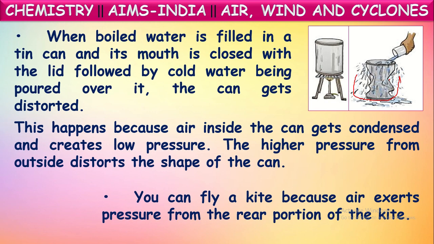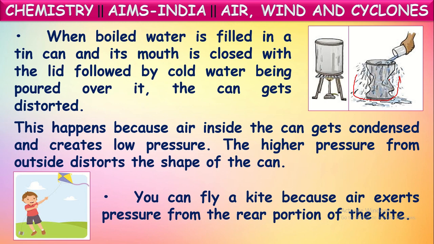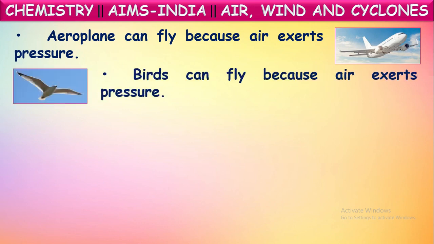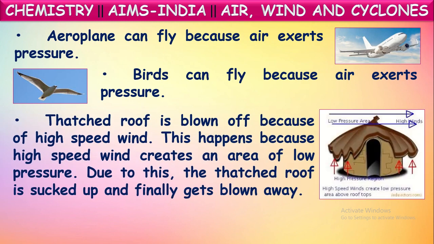And even you can fly a kite because air exerts pressure from the rear portion of the kite. This is also because of air pressure. And even an airplane can fly because of air exerting pressure on it from below. And even birds can fly because of air pressure, isn't it? These all are happening because of air pressure. And even a thatched roof is blown off because of high wind speed. This happens because high speed wind creates an area of low pressure on the roof. So when wind is blown with high speed, this creates a low pressure area on the thatched roof. Due to this, the thatched roof is sucked up, and finally gets blown away.